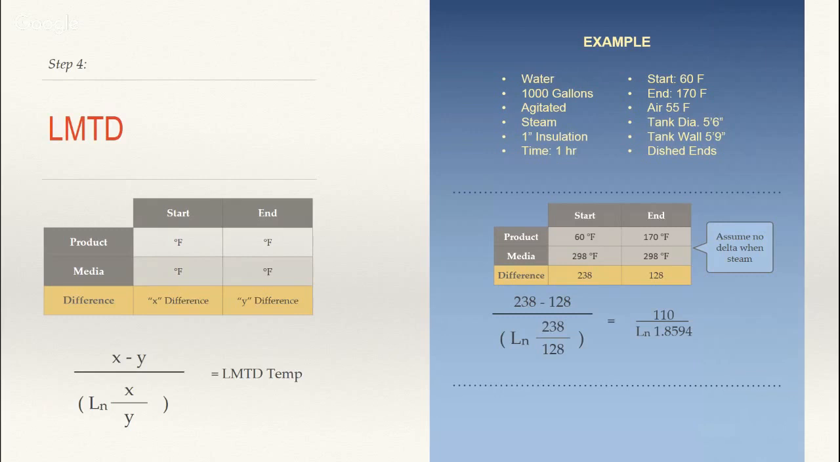So 238 minus 128 divided by natural log, and you'll find we get 177 degrees F.